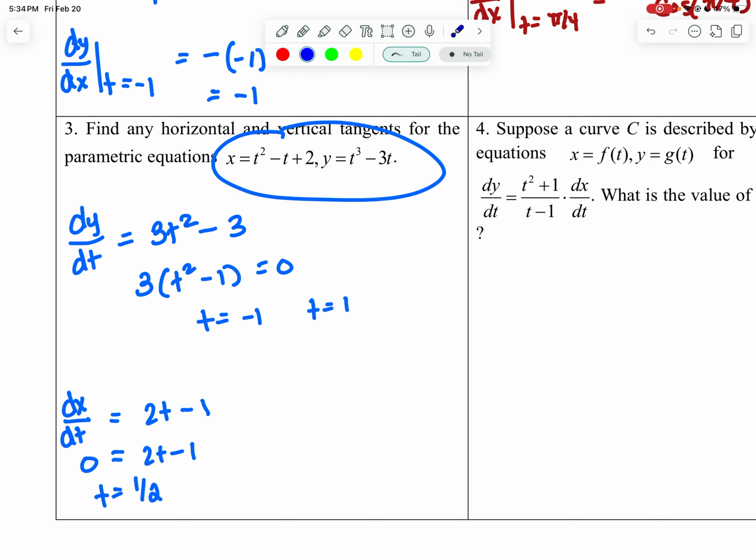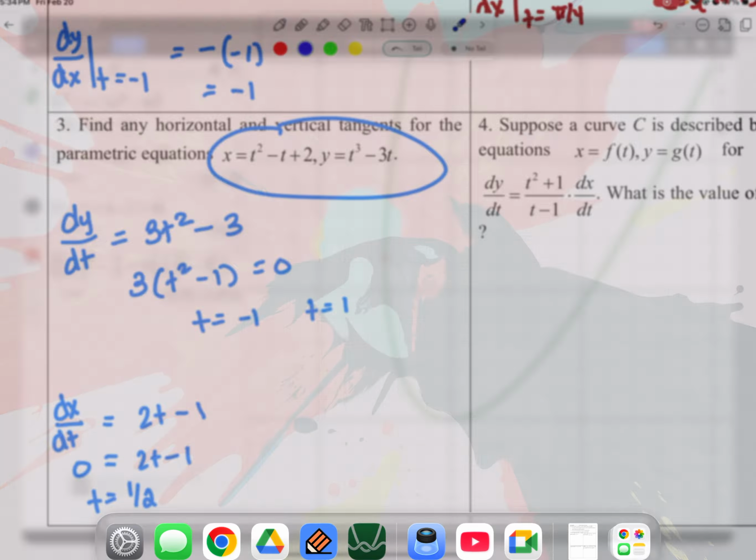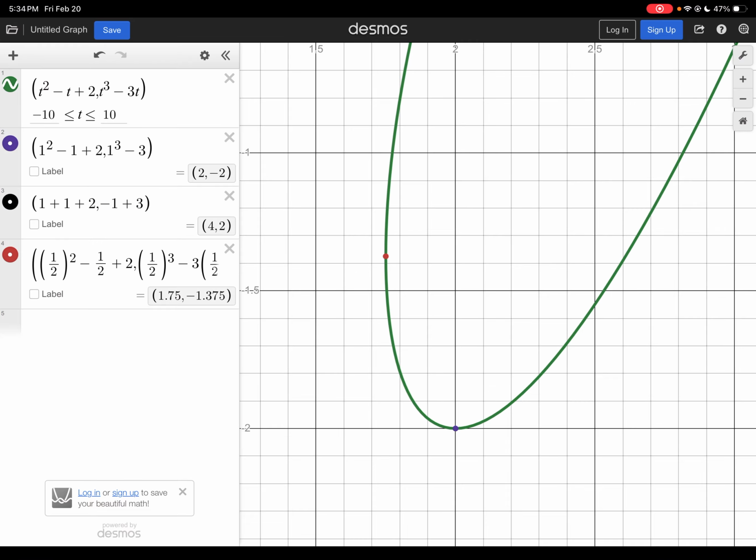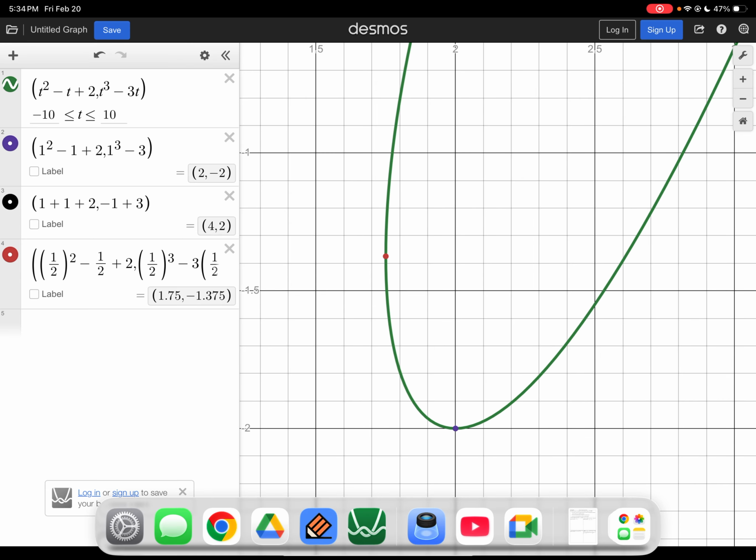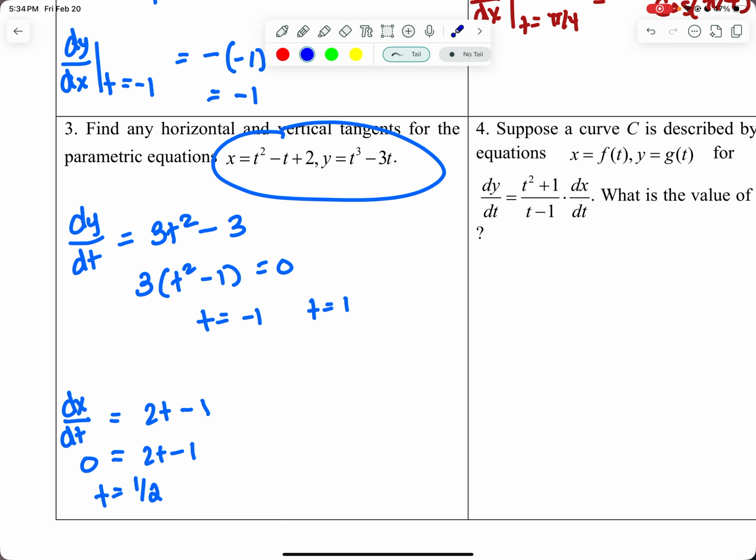Oh, well, your answer should be the coordinates. So it should be the purple, the black, and the red coordinates right here. So 2, -2, 4, 2, 1.75, and -1.375. Of course, like I said, you probably will not be having the Desmos calculator, so you'll just have to plug this in and call it a day.